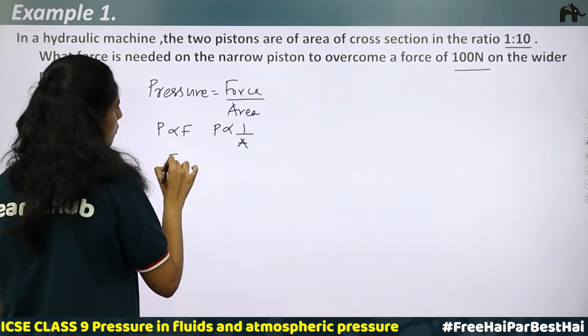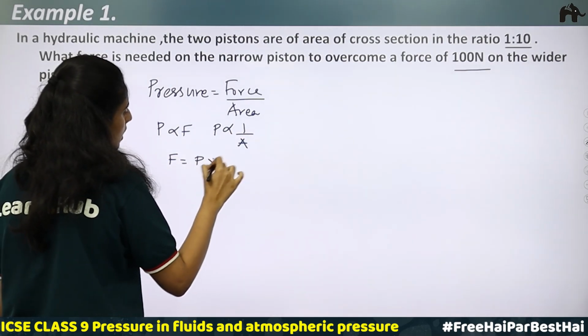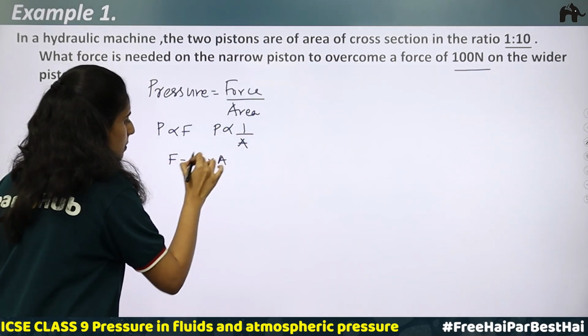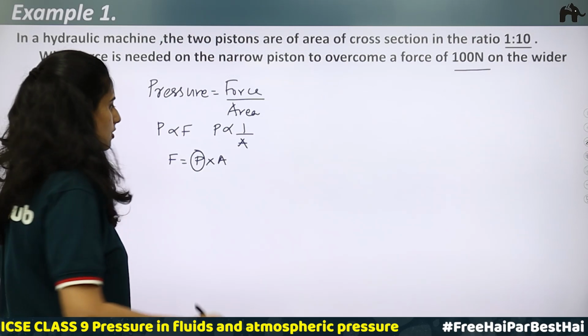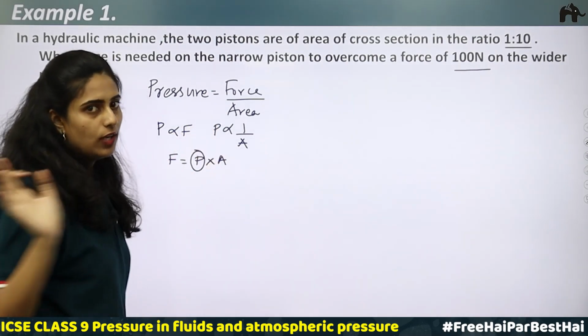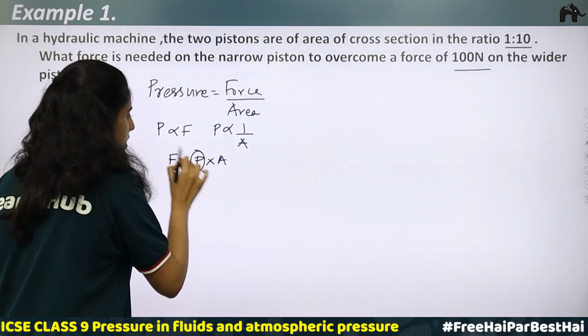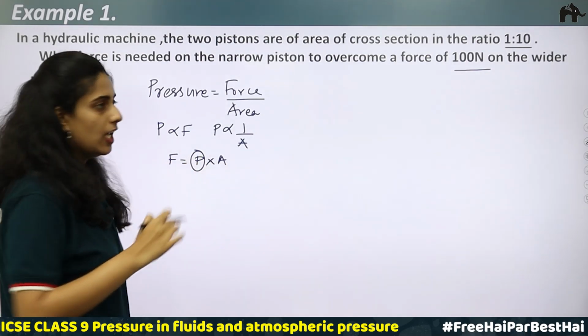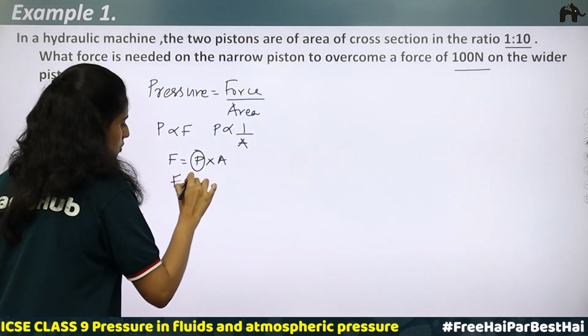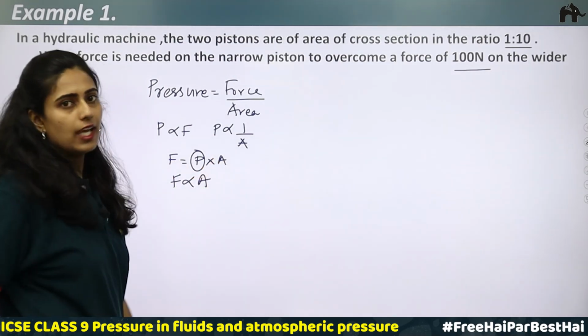We'll be having force is equal to pressure into area. Now, we know that pressure is a constant. Pressure will be equally transmitted. P1 will be equal to P2, which means the force is dependent on area. When area increases, what happens to force? Force also increases. So, force is directly proportional to area.